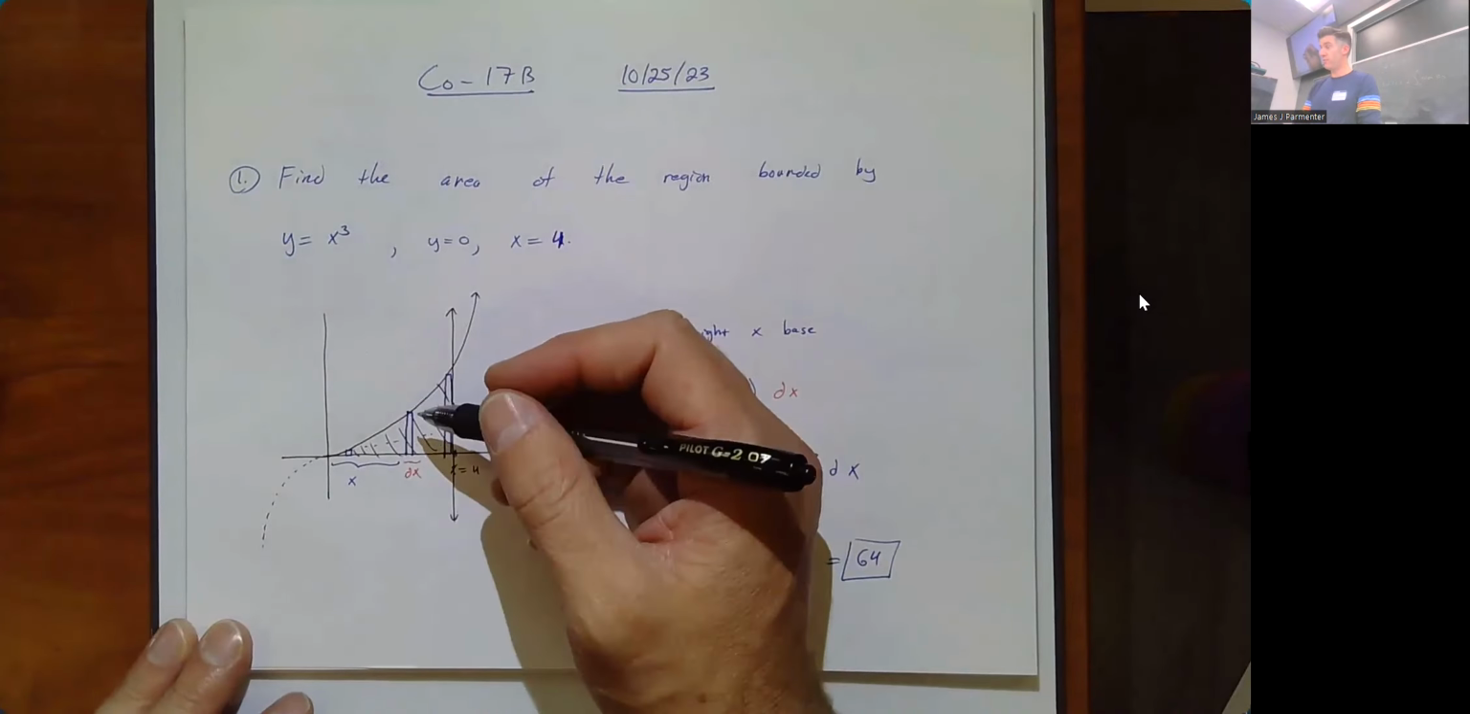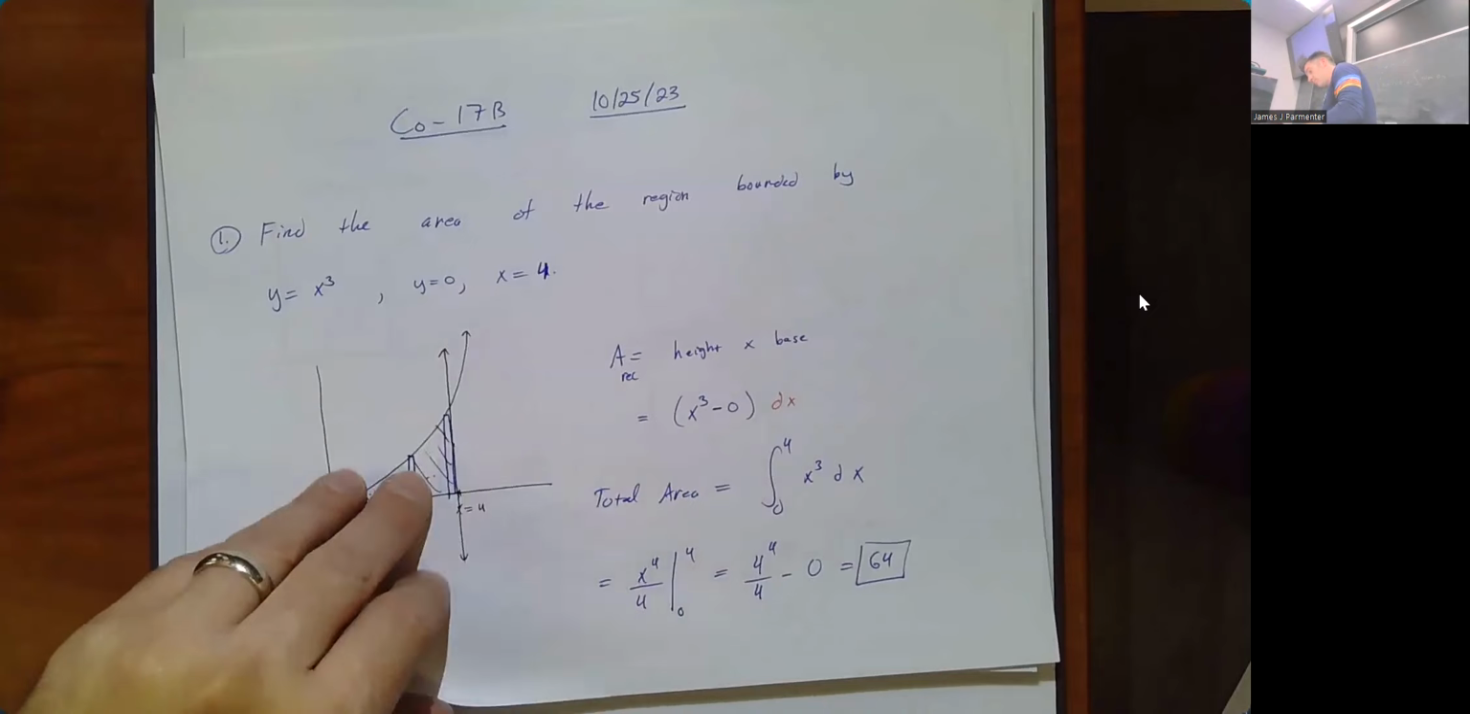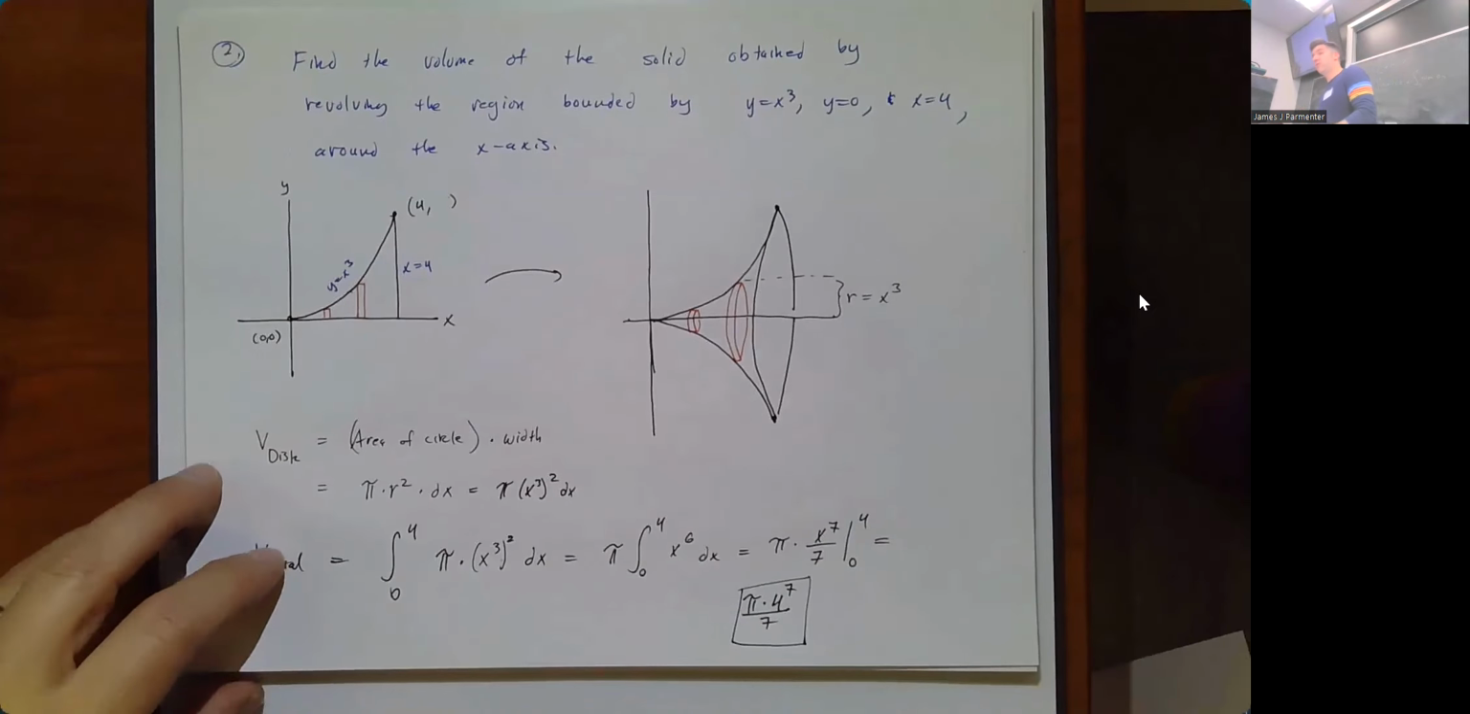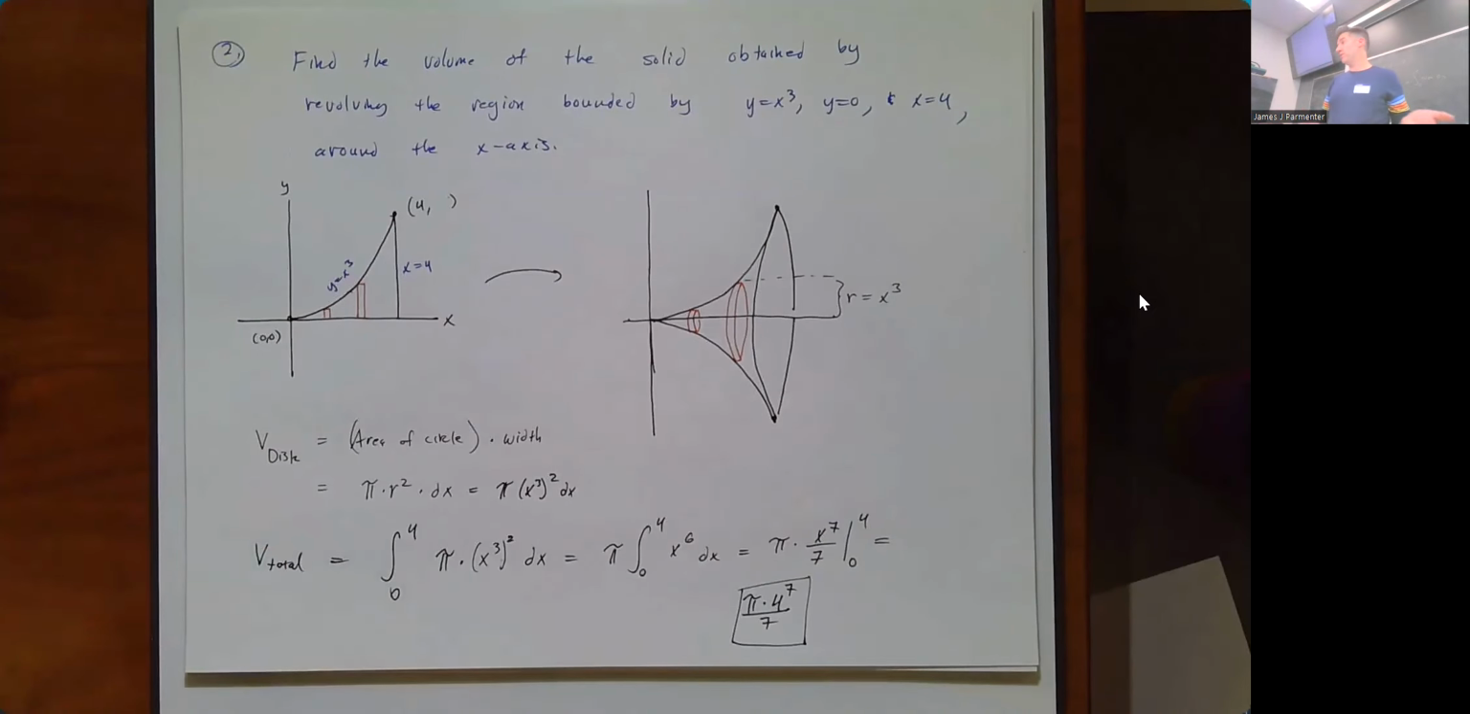Fun fact, important fact, whenever you're doing a volume like this using either the disk or we'll soon talk about the washer method, the strip you draw, and you should always draw a strip in your region, should always be perpendicular to your axis of rotation. Always.